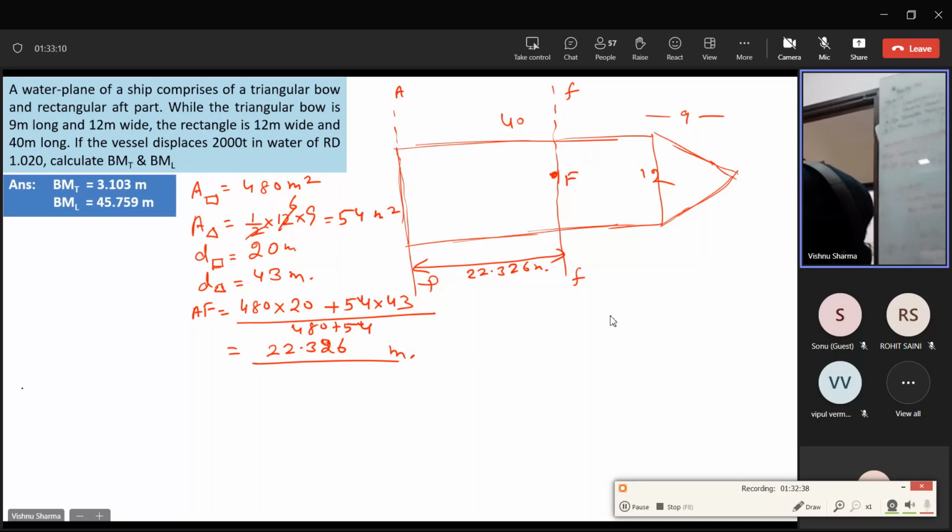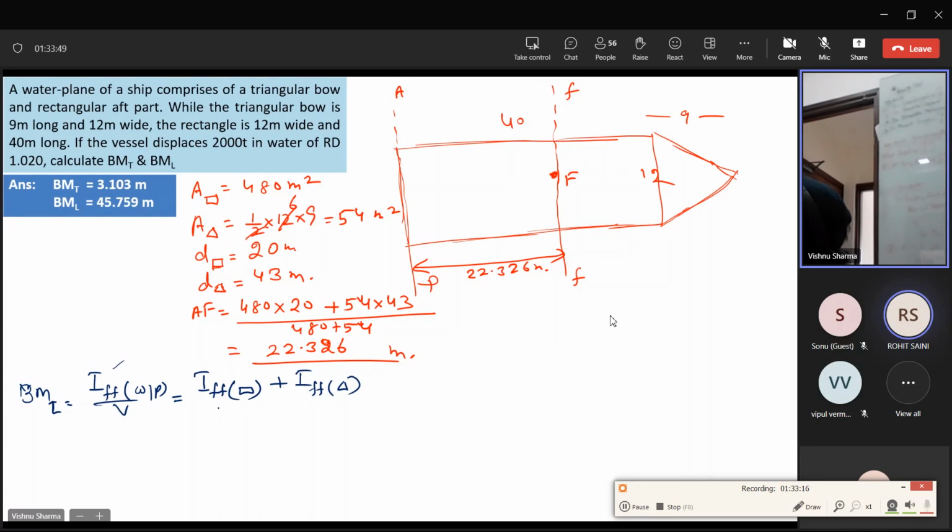Now, what is our formula? Our formula is BML will be equal to IFF of the water plane area divided by V. That's our formula for BML. Yes or no? With reference to our diagram, it's IFF of the water plane divided by V. Yes, sir. Now we have two shapes, so it will be IFF of the rectangle plus IFF of the triangle, divided by volume of displacement.